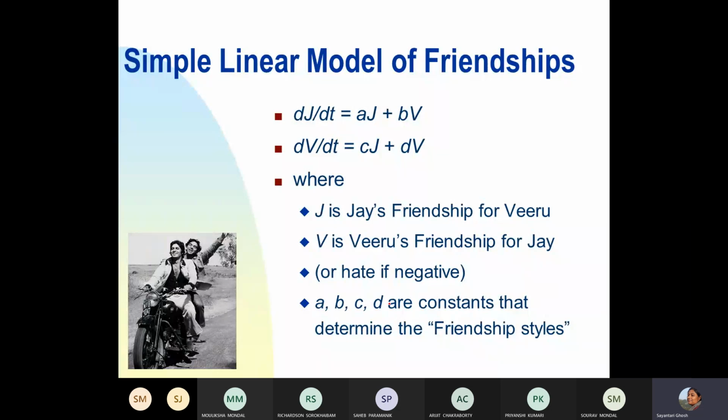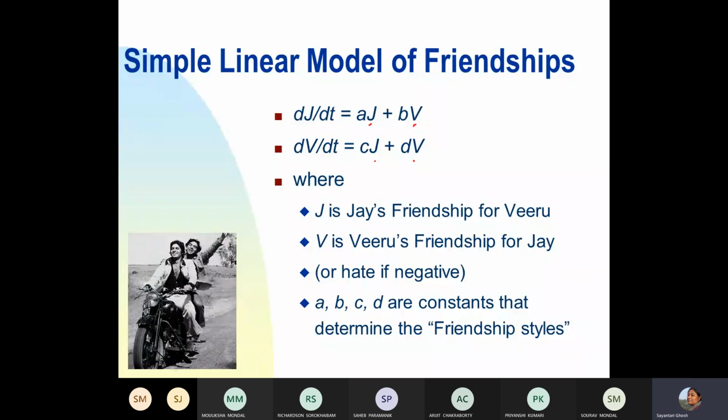Okay, so what do we see in this model? It's a simple linear model, just as we were considering up until now. So Jay's feelings for Viru, that is the friendship, how it changes with time depends on how Jay feels himself, and it also depends on how Viru is feeling for him. And similarly, the other way around. Okay, so in friendship, as it's a bidirectional thing, both ways it should matter.